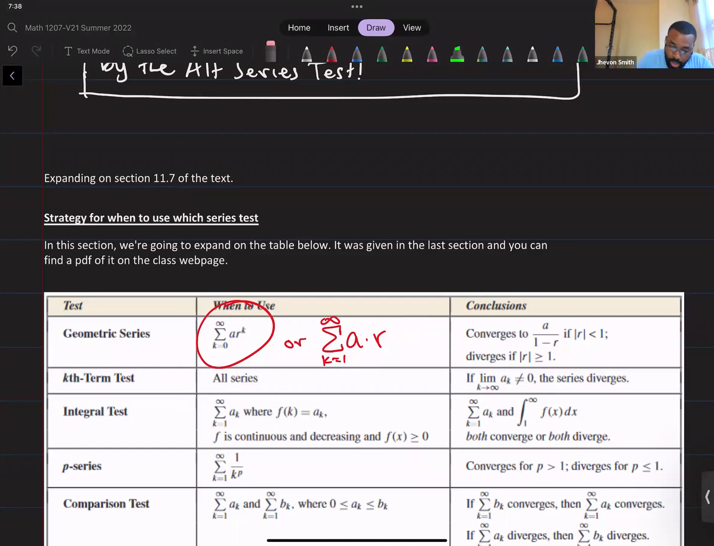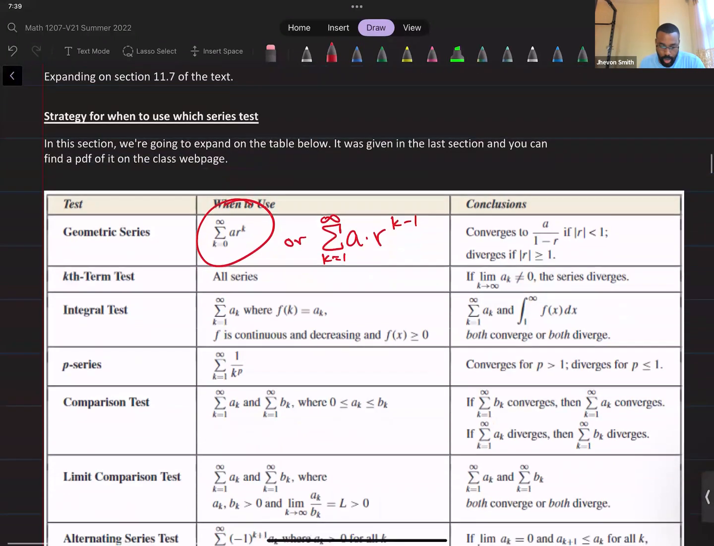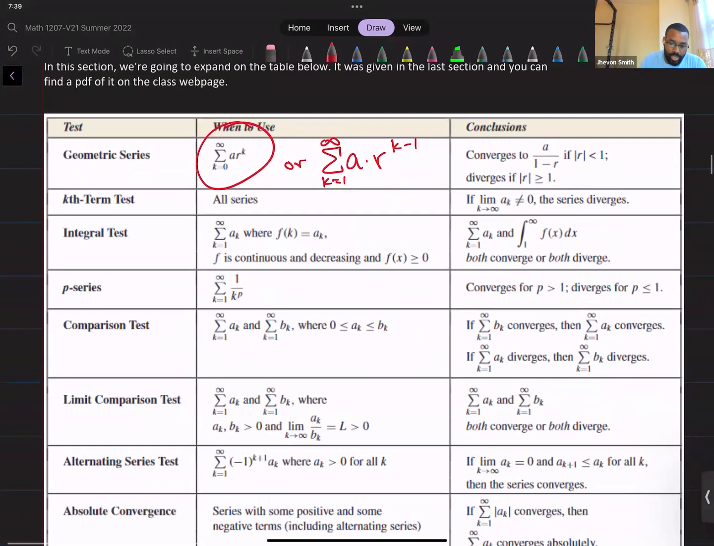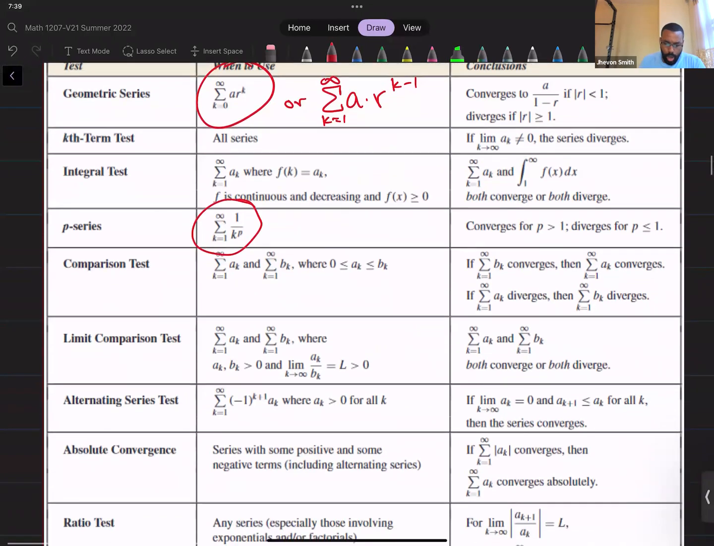But this is actually a very special form. If your series does not look like this, you cannot use the geometric series test. It just doesn't work. It's not a geometric series. So that's a special form. Another one is the P series test. That's a special form. Alternating series test, that's a special form, right? If you see the -1 to the n, you kind of know it's an alternating series, right?